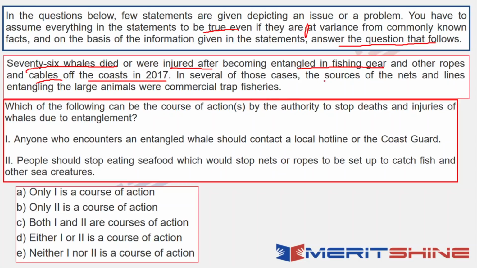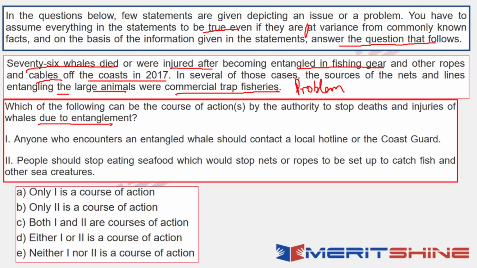In several of those cases, the sources of nets and lines entangling the large animals were commercial trap fisheries. So, there were 76 whales which were injured or which died because they got entangled in the nets of commercial trap fisheries, right? That's the idea. Which of the following can be a course of action by the authority to stop deaths and injuries of the whales due to entanglement? Now, it's a very specific question. This is the problem statement.